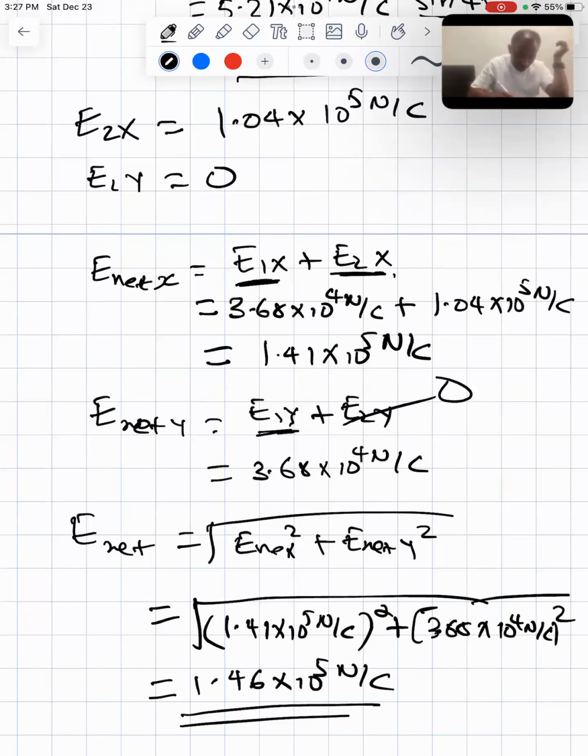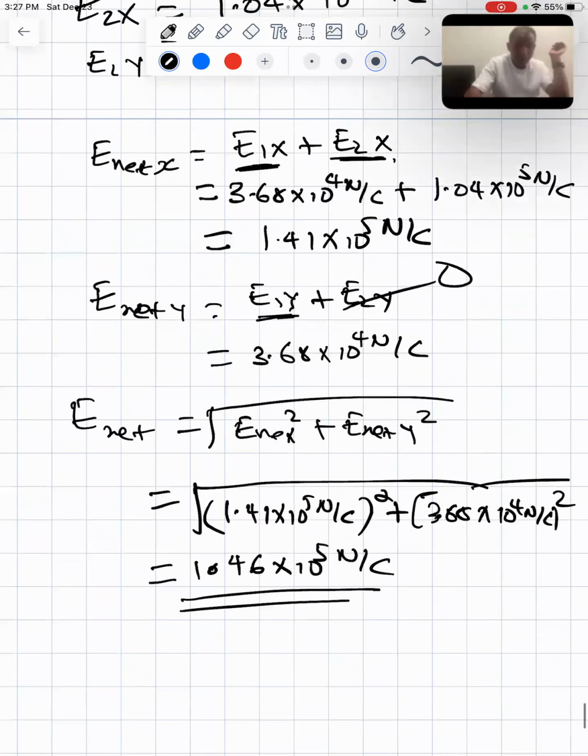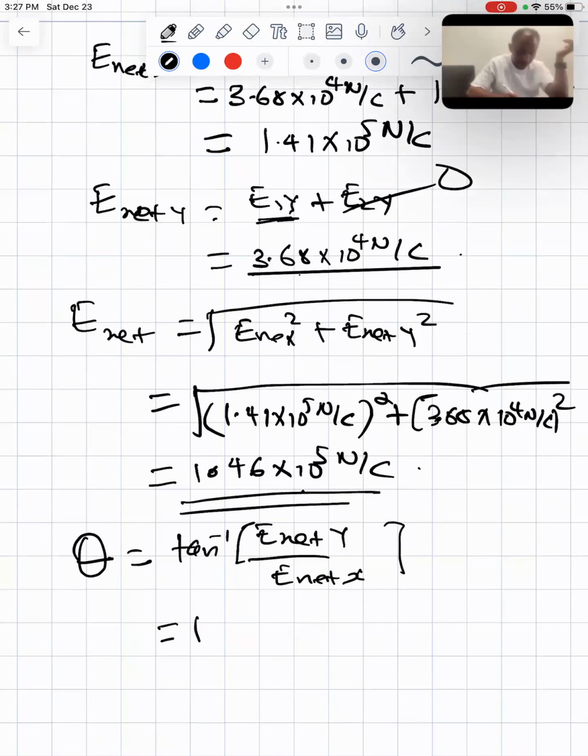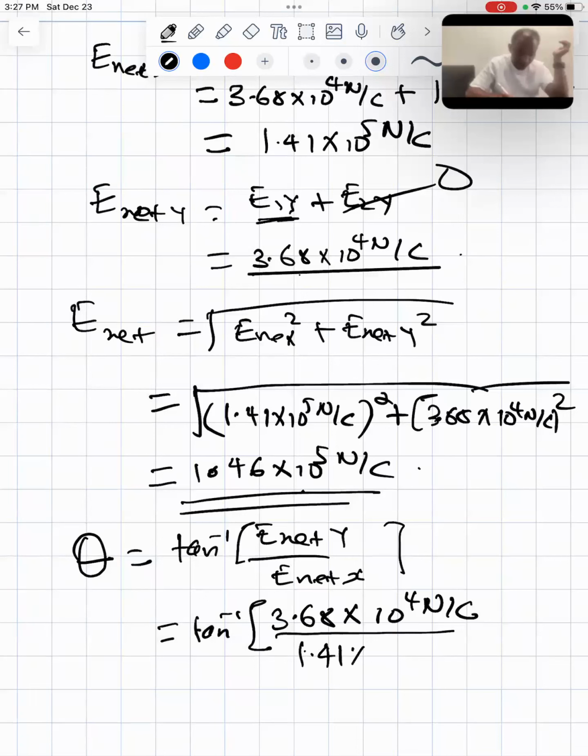That is the magnitude of the electric field, but electric field is a vector quantity. It has magnitude and direction. To find the direction, you can put it in vector form, this in X plus this in Y, or you can just find the angle. To find the angle, tan inverse of E net Y over E net X. Make sure you have your calculator at hand. You should do it by yourself. If you see a typo, write it in the comment section.